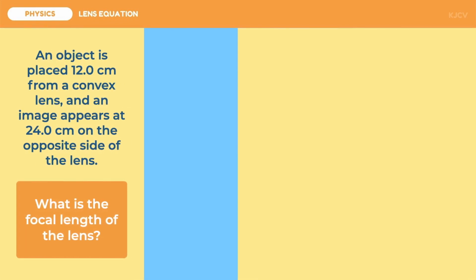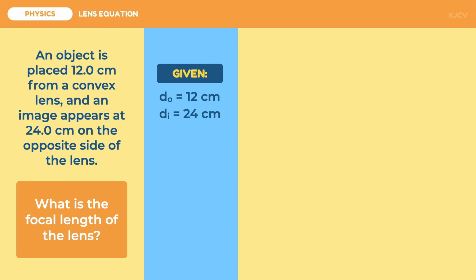Let us first identify the given. The object is placed at 12 cm in front of the convex lens. This is our d sub O. Next, it has formed an image which appears at 24 cm on the other side of the convex lens. Thus, its image distance is 24 cm. Take note that the image distance is positive because the image is real. Real images are found on the opposite side of the lens.